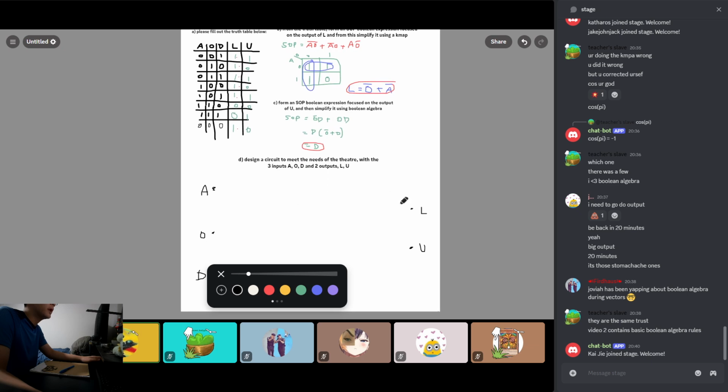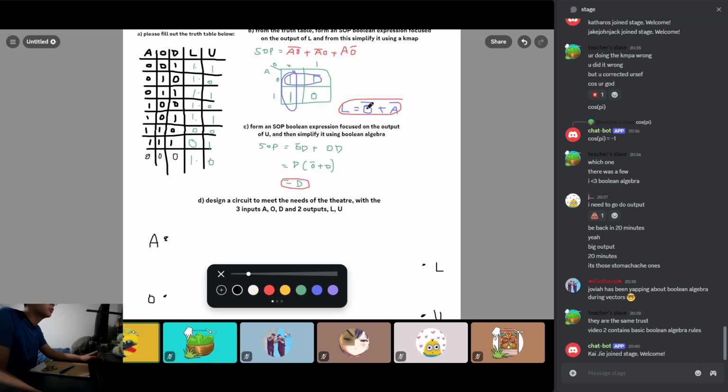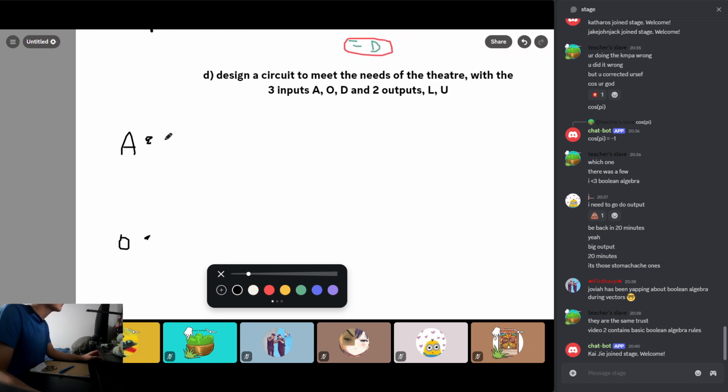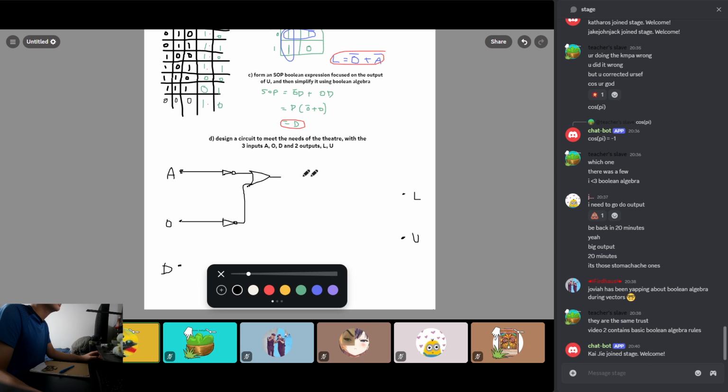So for L, it consists of both O and A. It is O bar or A bar. So we just NOT gate this, and then we can OR them, and that's it. That's L. Yep.